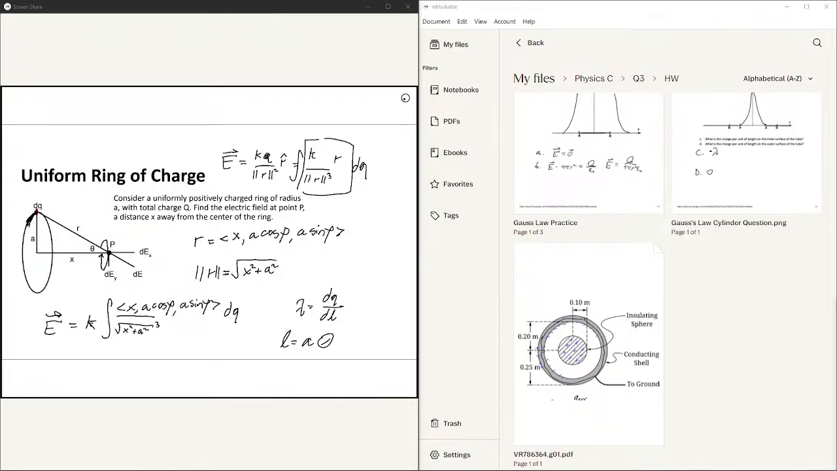Arc length, yeah, it's A times theta. Wait, no, it's not. Okay, you know what? No, it's A times phi. It's A times theta. Wait, no, no.